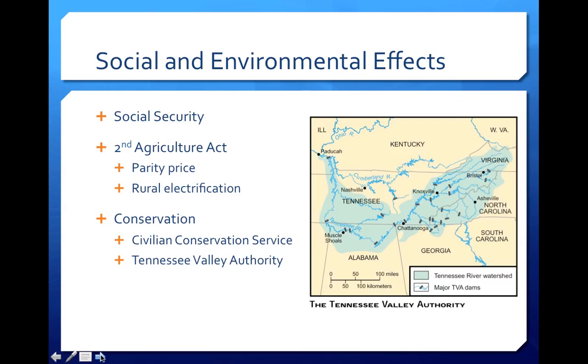Social and environmental effects. Social effects we see with the Second Agricultural Adjustment Act, which was passed in 1938. Loans were made to farmers. Again, the value of the loans was determined based on the amount of farmers' surplus crops and the parity price. The parity price is a price intended to keep farmers' income steady. They also established agricultural price standards that even affect farming today. We also see rural electrification, which helped to improve the conditions of rural America.